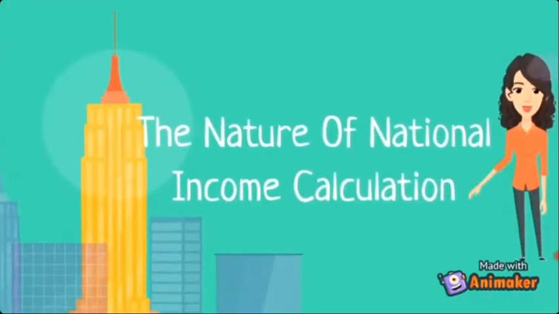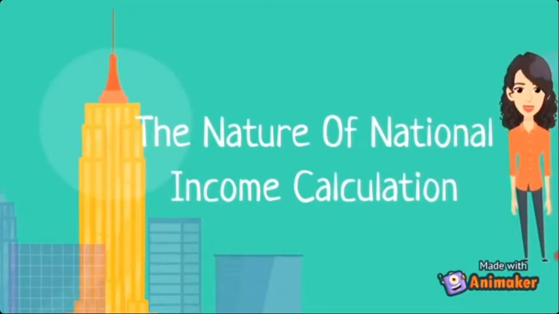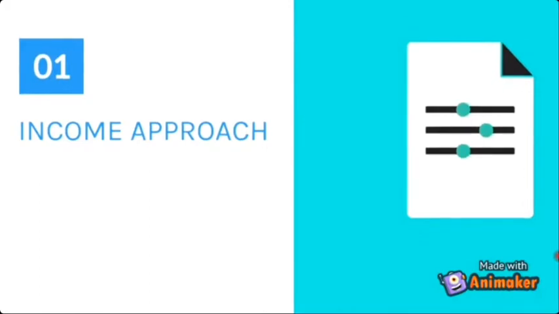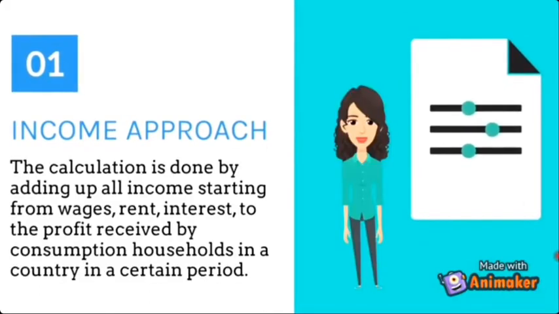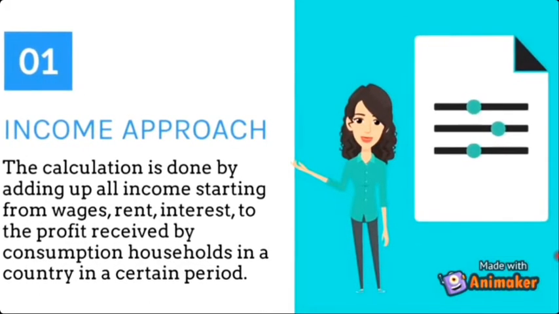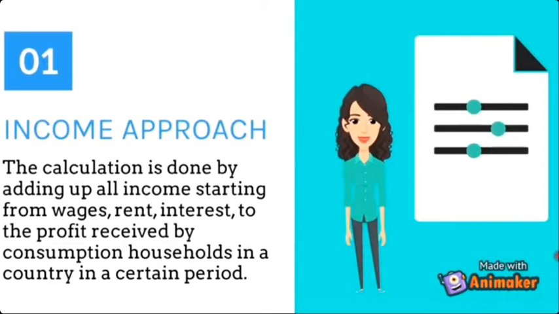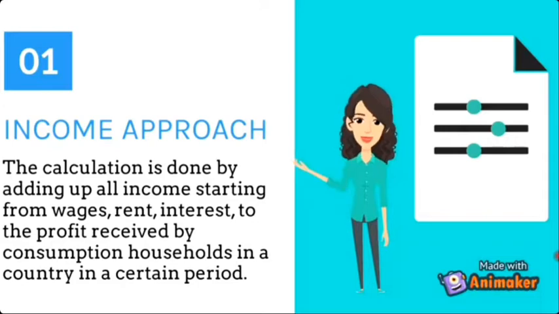And we go to the next material. There is the nature of national income calculation. Income approach: the calculation is done by adding up all income starting from wages, rent, interest, to the profit received by consumption households in a country in a certain period. This is in return for the factors of production given to the company.